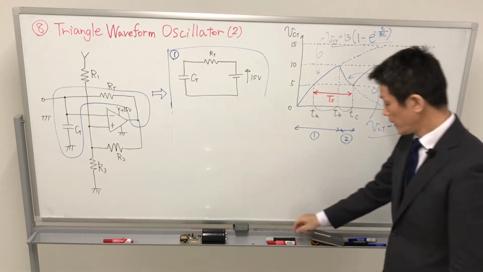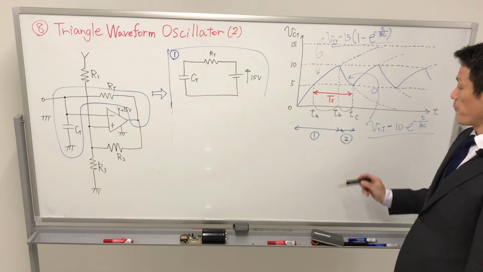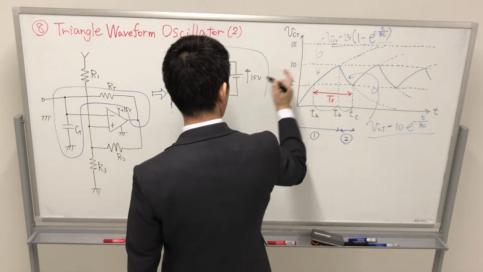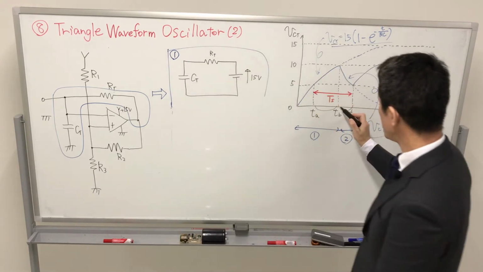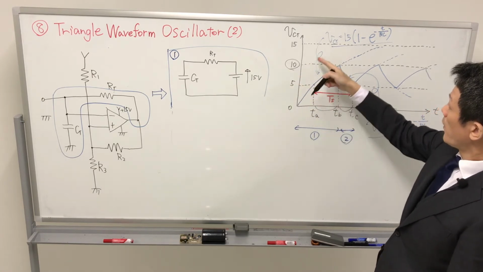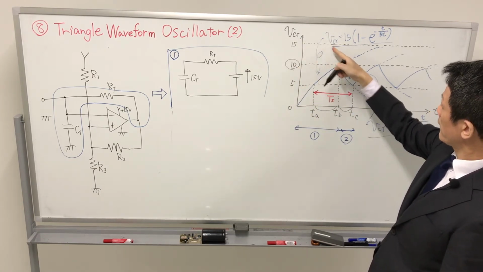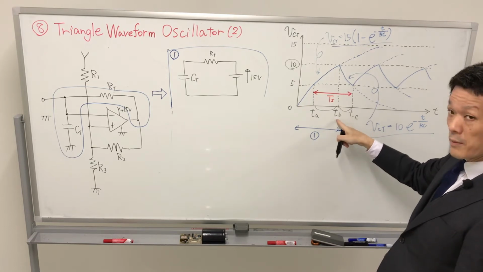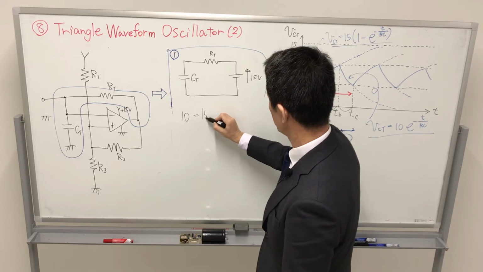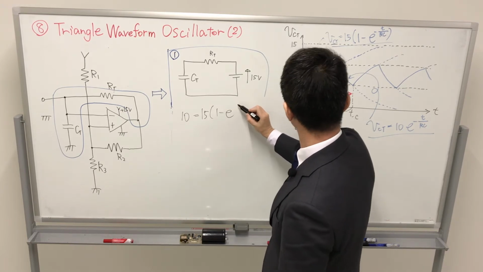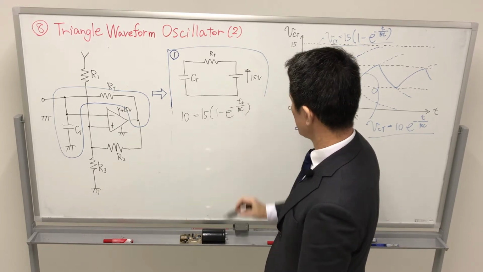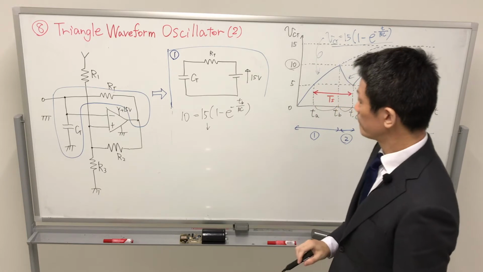Okay. So first of all, we would like to obtain TB. In the case of TB, the value is 10 volts. So VCT equals 10, and the time is TB. So 10 equals this, and you can obtain TB. Very easy.